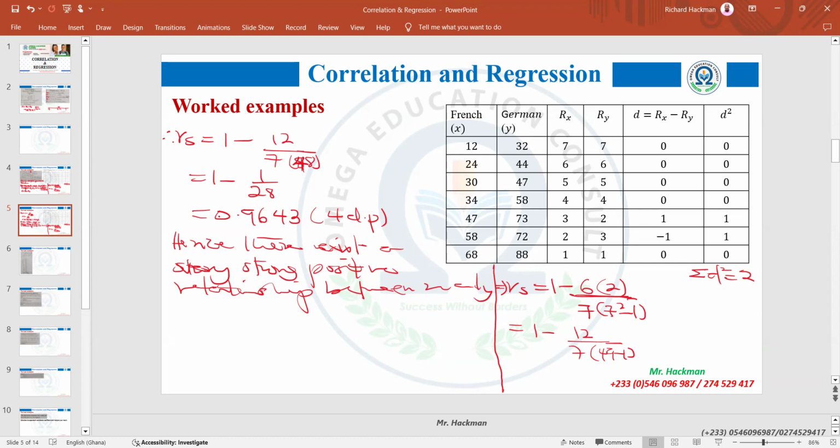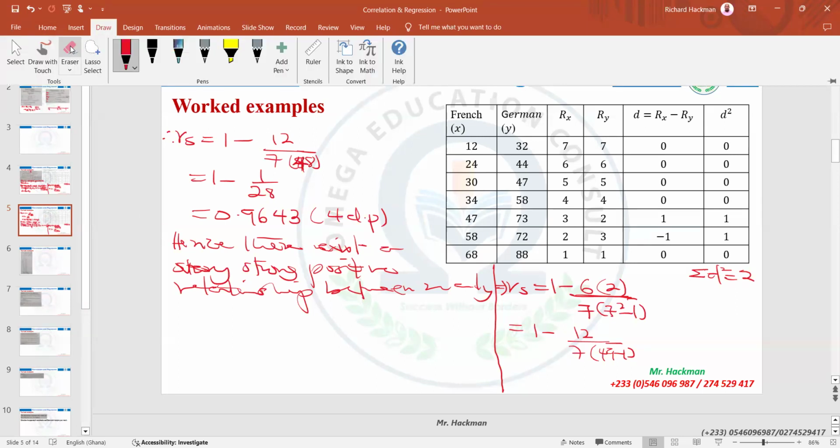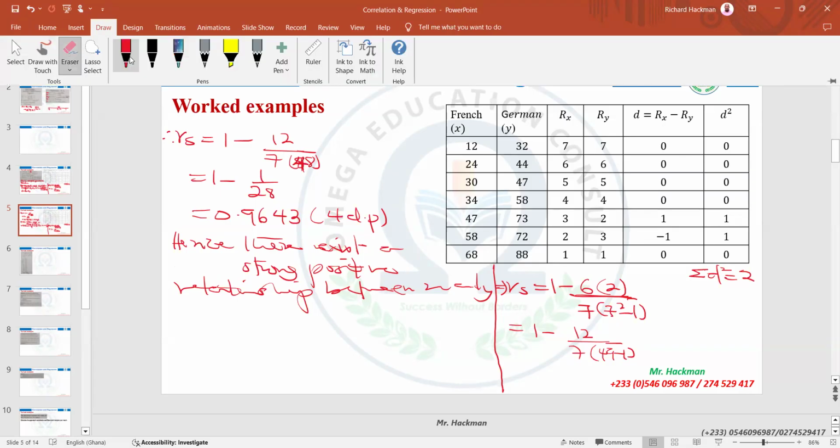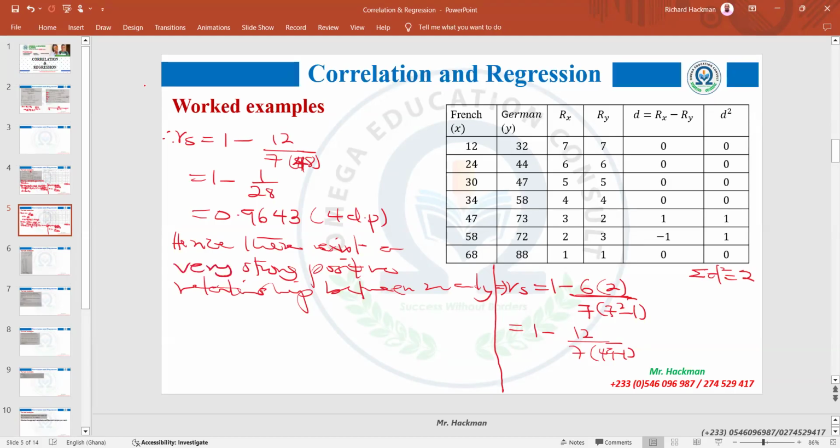Is my point well made? Hello, is my point well made? You can't see, but you could hear, right? Anything that I write, remember I say it, so you should be able to connect. So hence there exists a very strong positive relationship between X and Y. Maybe going forward, I'll take my time. Apart from the handwriting, you are fine. You understand, right?